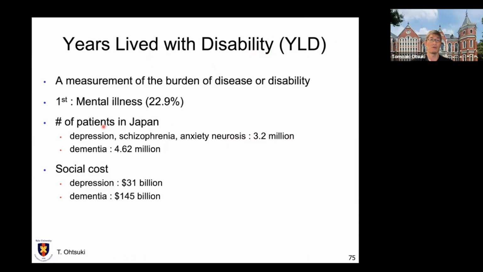Also, the number of patients in Japan with mental illness like depression, schizophrenia, and so on is 3.2 million, and dementia 1.62 million. But I think that there are many more than these values. Also, the social cost due to labor loss or something, for depression, is very huge. So 31 billion US dollars, and dementia 145 billion US dollars. Well, I could say much more.